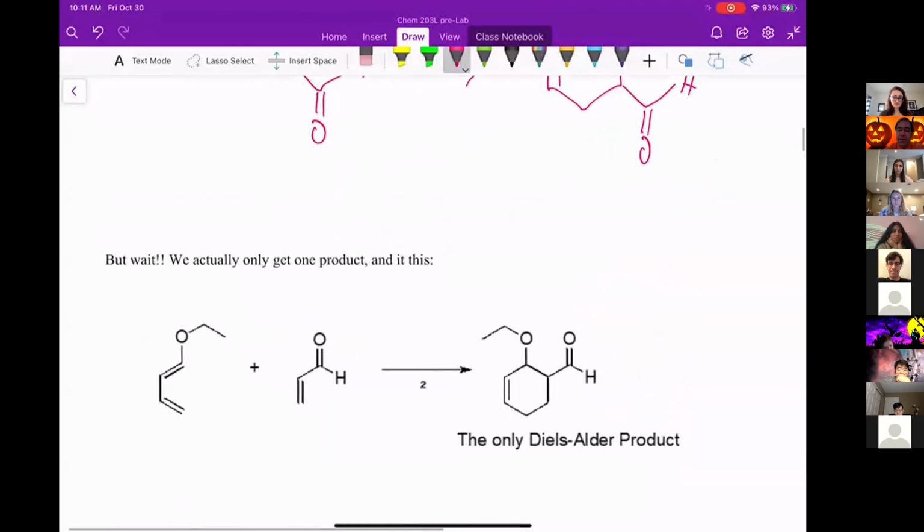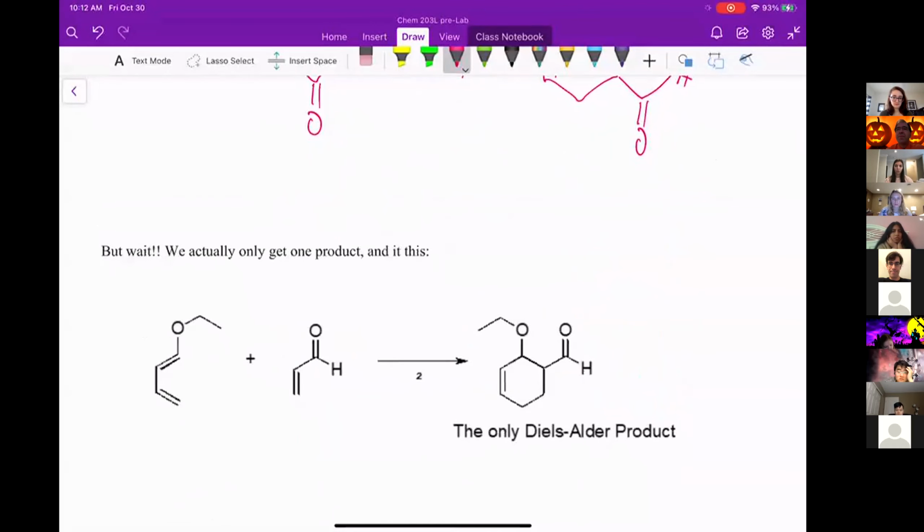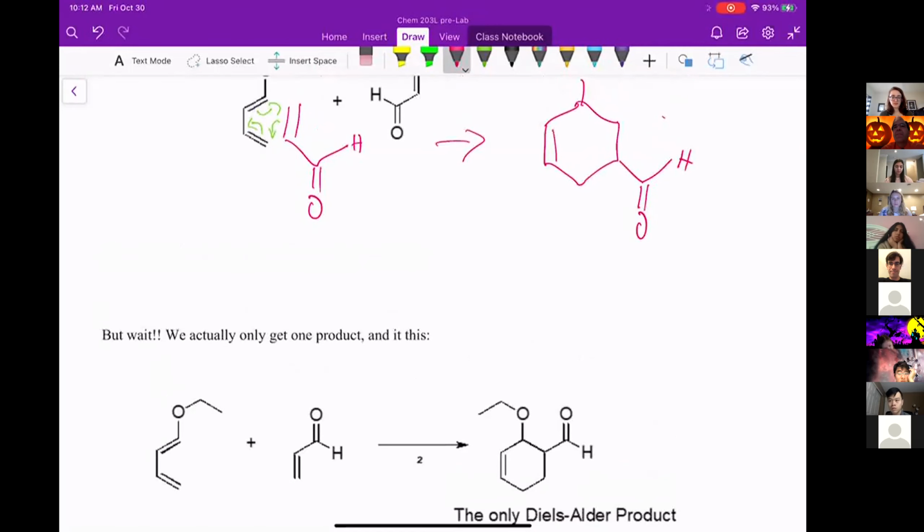And whoops, that's not what happens. In fact, not only is that not the major product, we don't actually get any of it. 100%, this is the only Diels Alder product. That is not what I predicted. So what does that tell me? Well, that tells me that I can't actually use the stereochemistry or the sterics to predict regiochemistry.